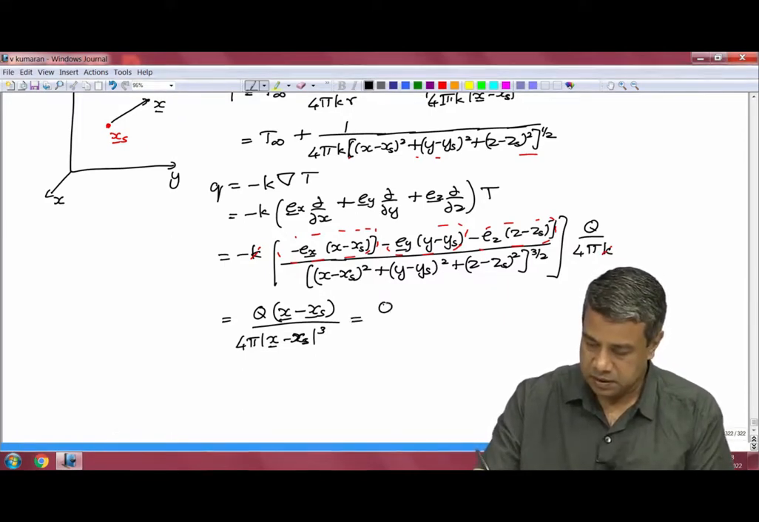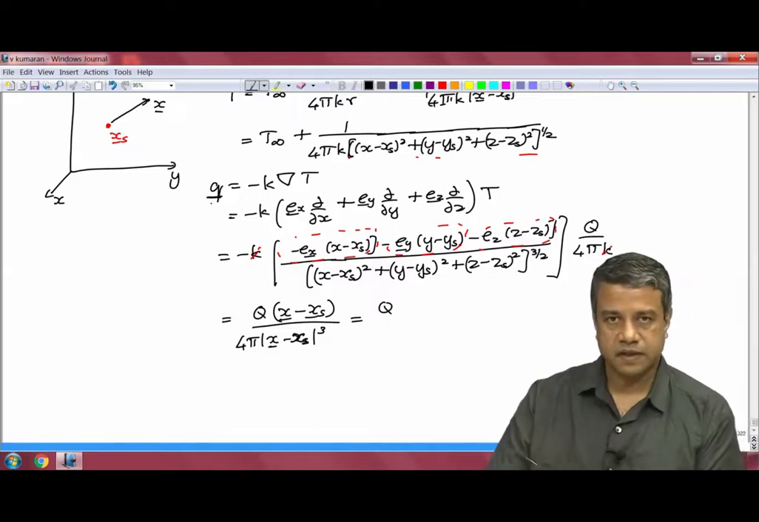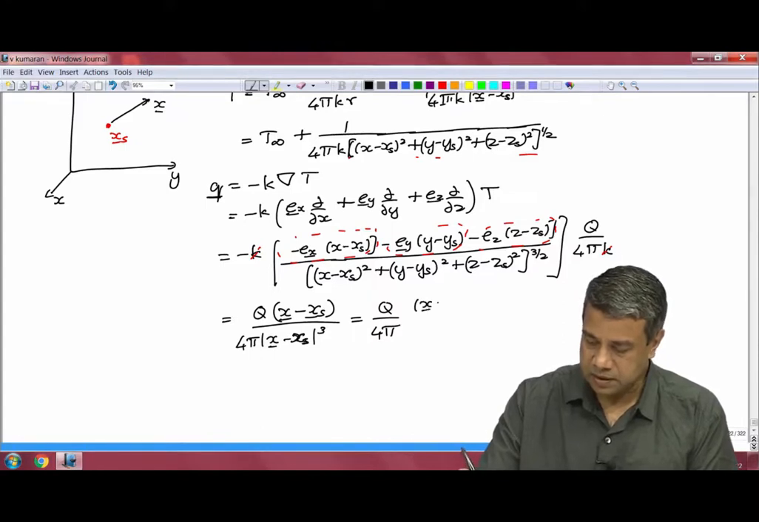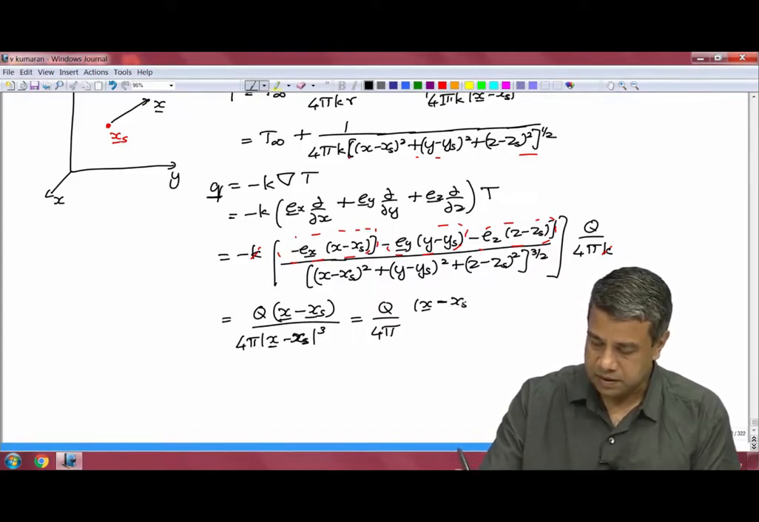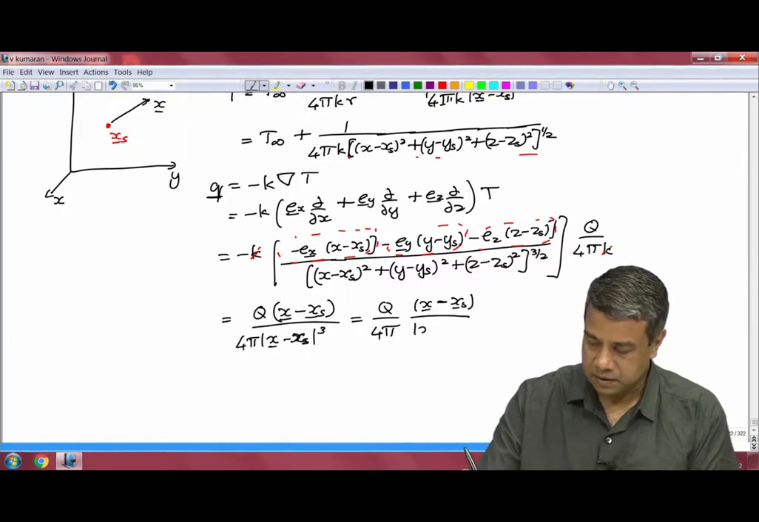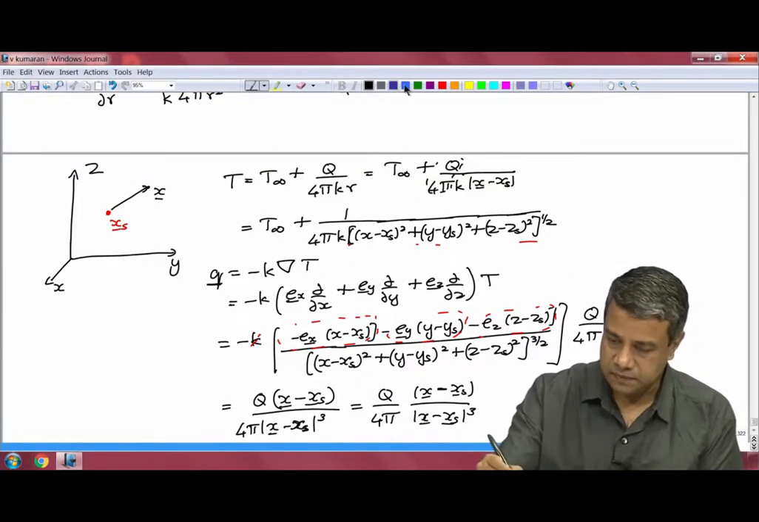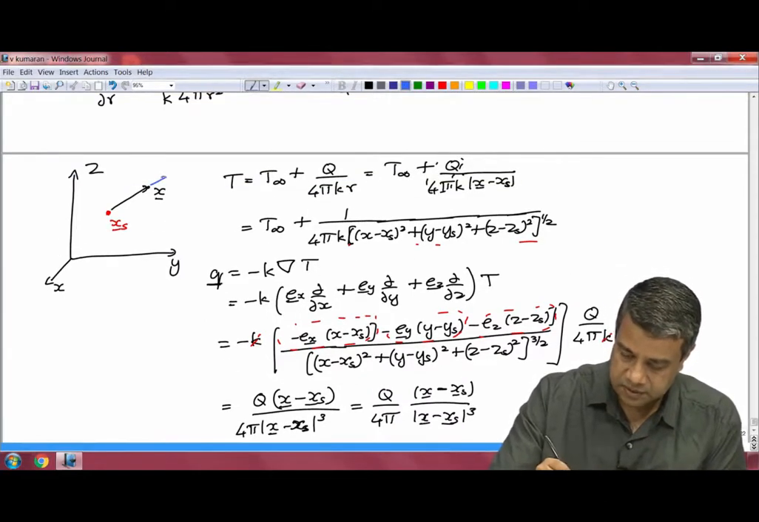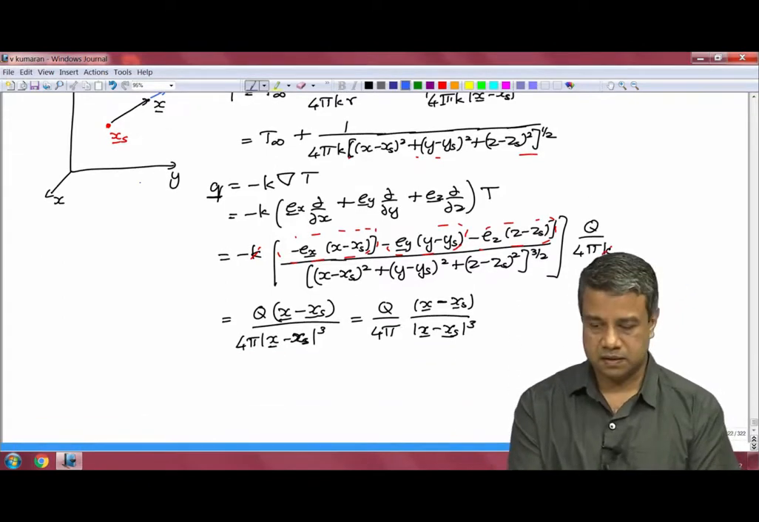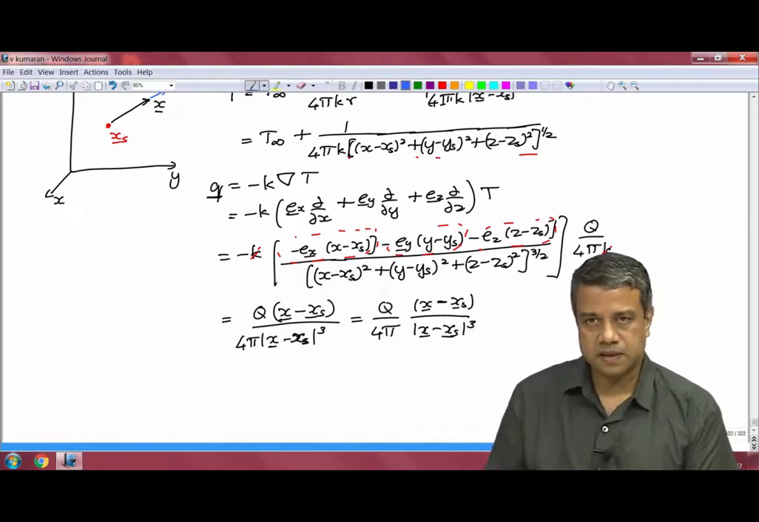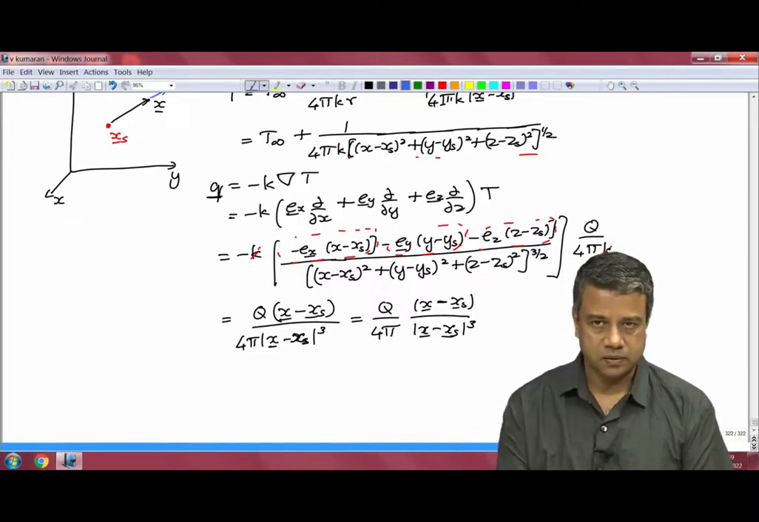So note that this flux is a vector. It has 3 components. Q by 4 pi into the 3 components are along the direction of the displacement vector. So note that at this point the flux will be along the direction of the separation between x and xs, and it is given by q by 4 pi into x minus xs divided by x minus xs the whole cubed.